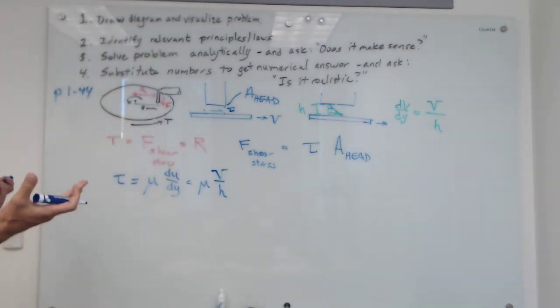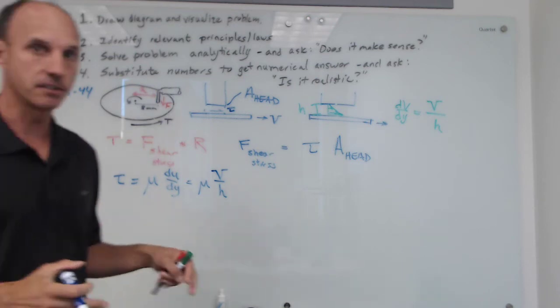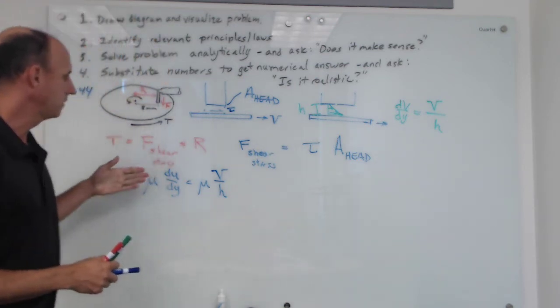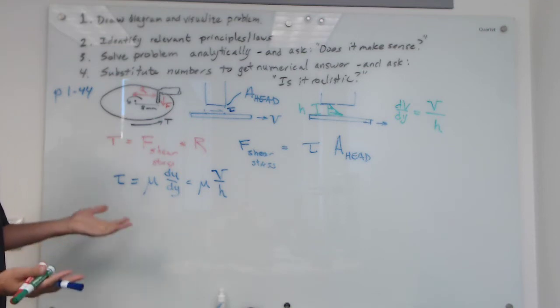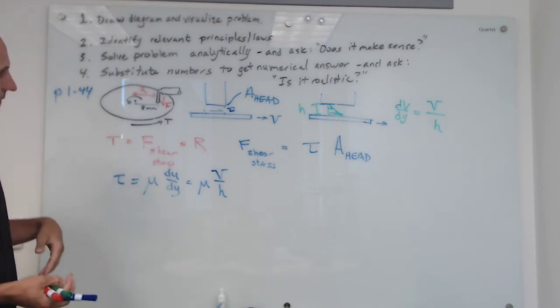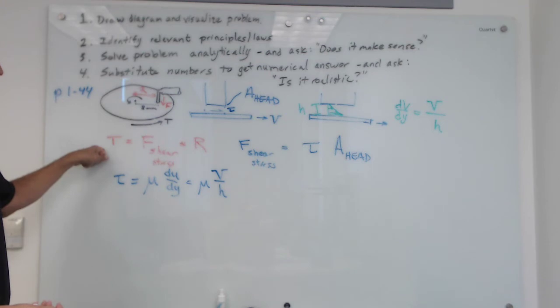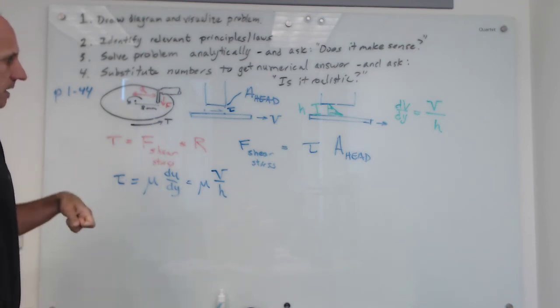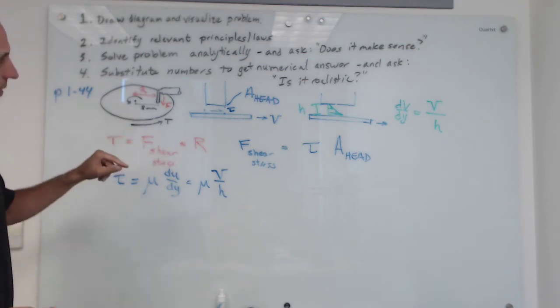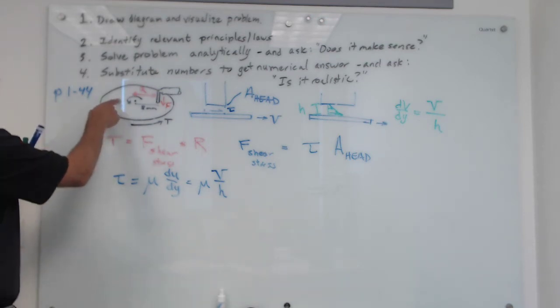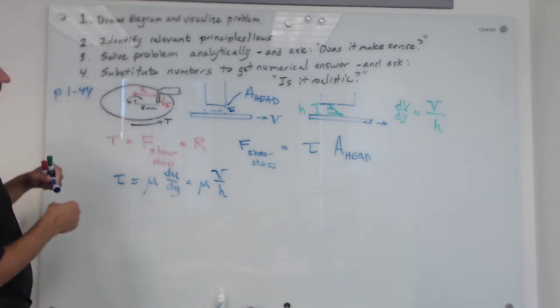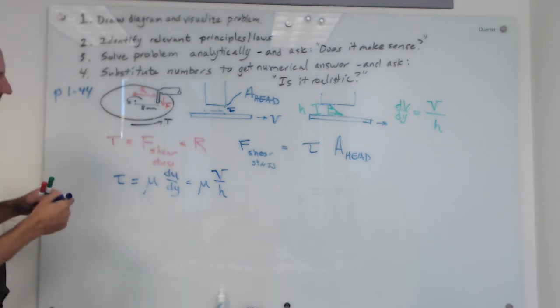Okay, now that I have these key relationships worked out, what I need to do now is rearrange them in order to solve for what the problem is asking me to solve. So in this case, it's asking me to solve for the torque. And it looks like I need one more thing.